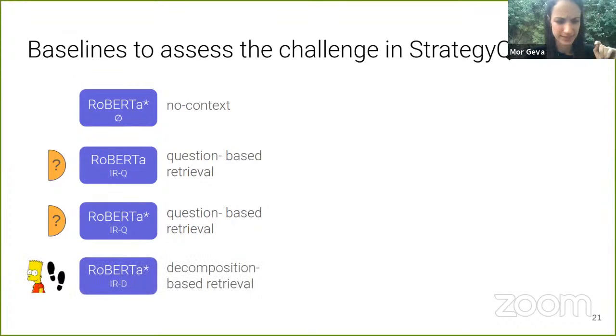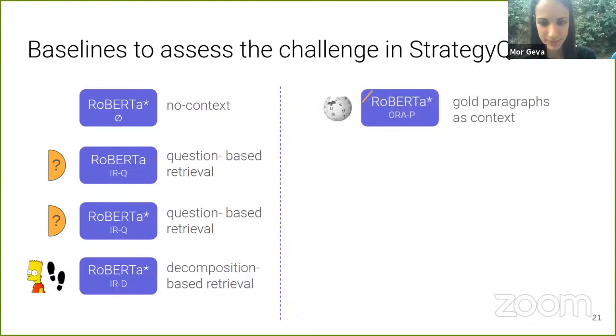Another baseline: we expect that the decomposition describes the entire reasoning process, so we expect that it should help for retrieving the correct context. So we trained a BART model to generate a decomposition given the question. And then we feed the retrieved context and the question to the model. But here the retrieval is with the generated decomposition instead of the question.